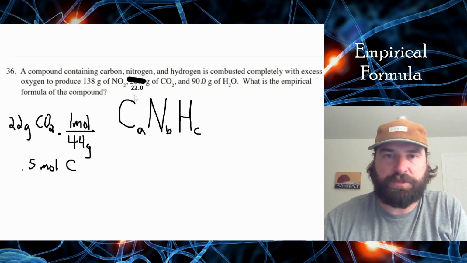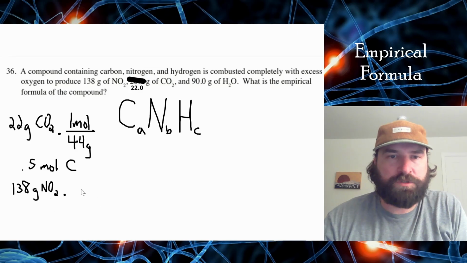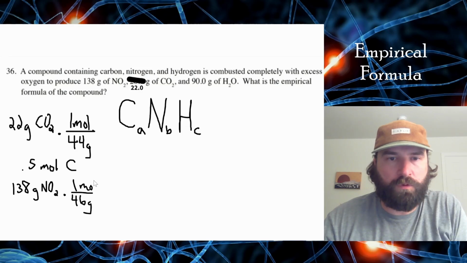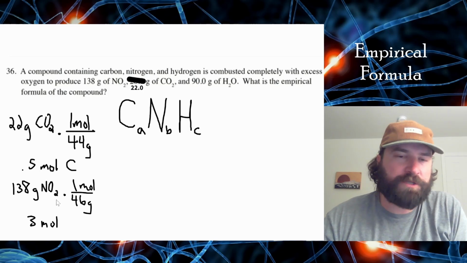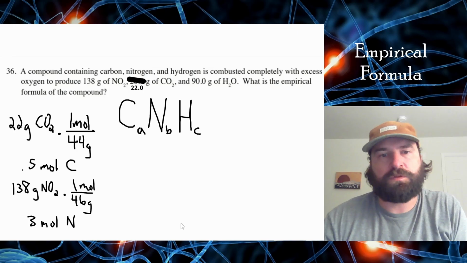So next in order of appearance here is nitrogen. Let's try to figure out how much nitrogen we've got. We've got 138 grams of nitrogen, or sorry, more specifically NO2. Molar mass for NO2 is about 46 grams for every 1 mole. So 138 divided by 46 is going to give us 3 moles of NO2. And again, there's 1 nitrogen for every mole of NO2, so we have 3 moles of nitrogen in this situation.